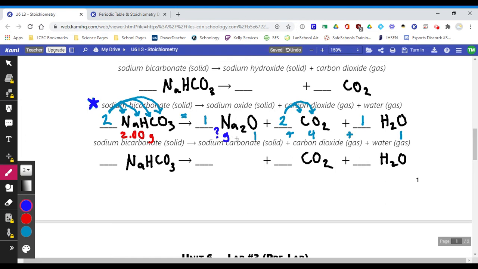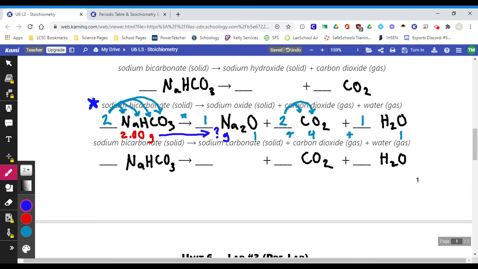Question mark grams. How many grams of this? So we want to use stoichiometry and unit conversions to get from grams of this to grams of this. Now, I wish we could just go from grams of this to grams of this, but we don't have a unit conversion for that. We don't have a conversion from grams of one chemical to grams of another that just goes straight from one to the other.